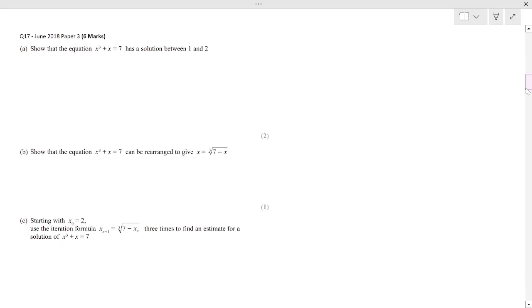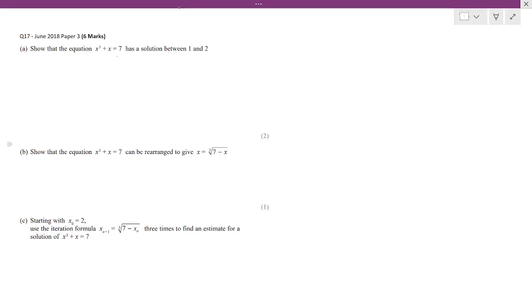Okay, question 17 now. Firstly, again, make sure you know how to do a question like part A. If we are given an equation and you want to show there's a solution between 2 points, 1 and 2 here, what you need to do is substitute 1 and 2 in to see if there's a sign change. But we want to solve an equation equal to 0. But here, x cubed add x is equal to 7. So we're going to need to rearrange. So x cubed add x minus 7 equals 0. Now we can substitute it in.